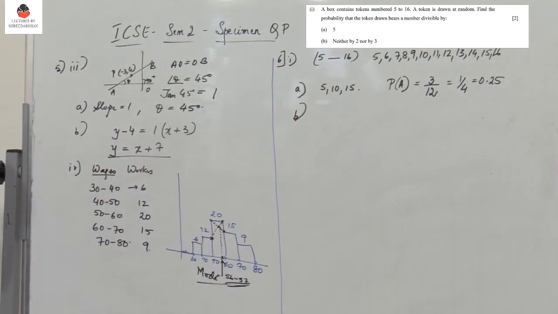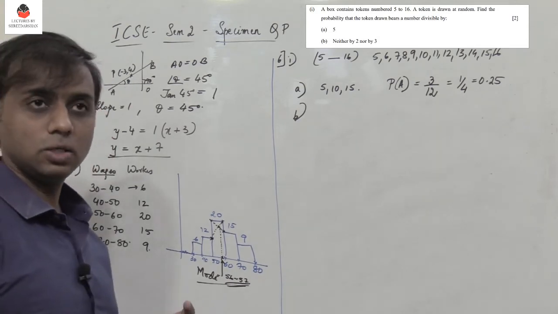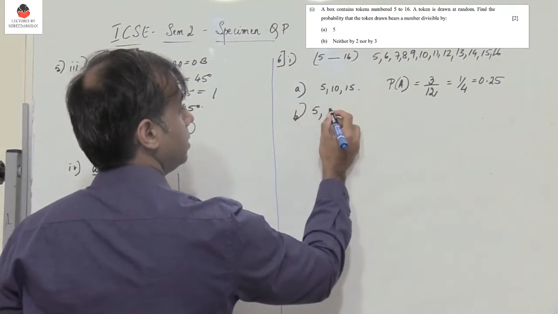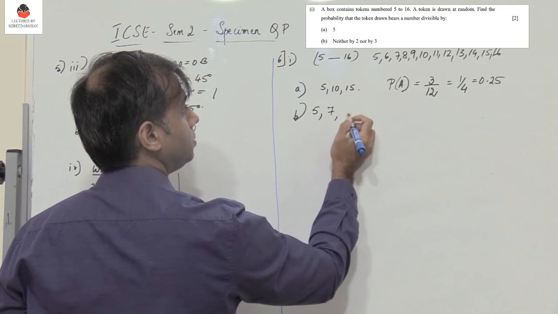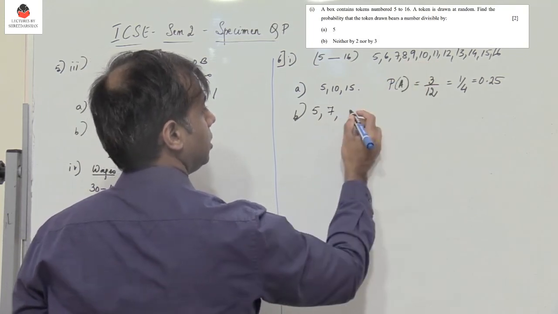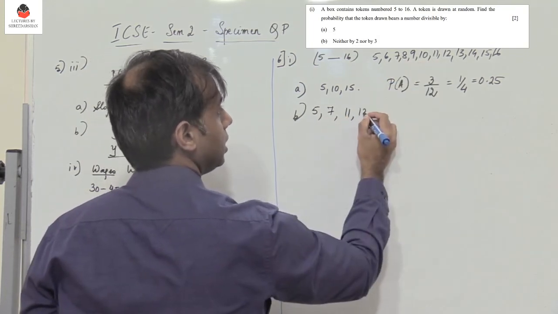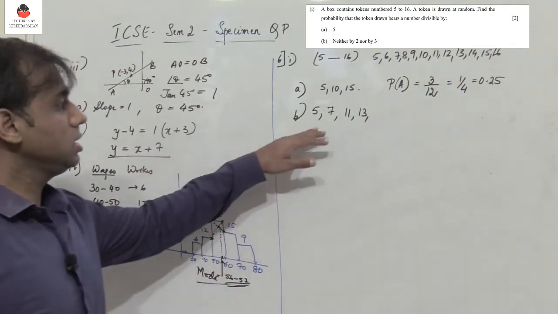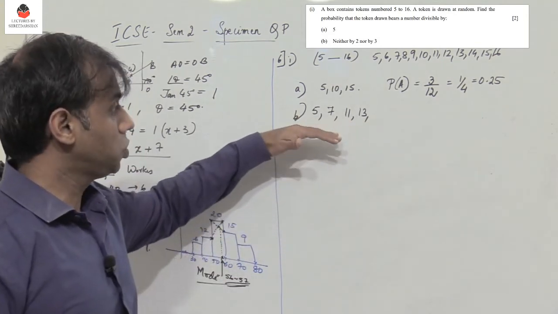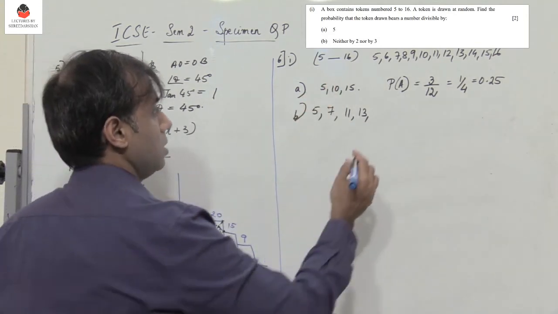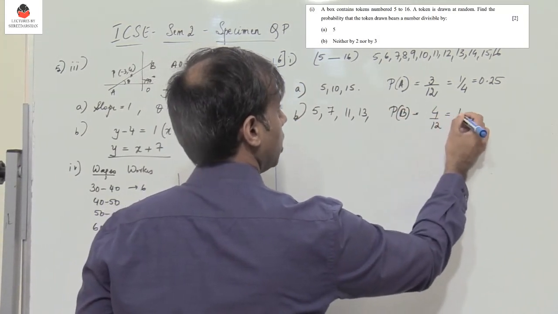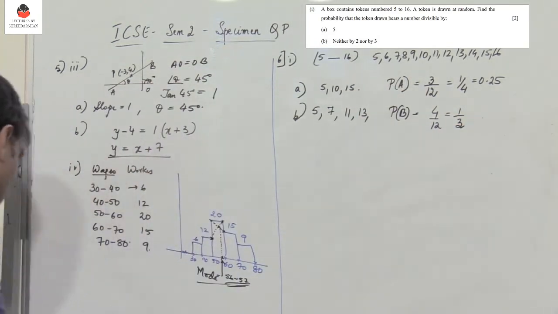B, neither by 2 nor by 3. So it should not be divisible by 2 nor by 3. So what are they? You have 5, 6 is divisible, 7, 8, 9, 10, then you have 11, 12, 13, 14, 15, and 16. So you have 4 numbers which are neither divisible by 2 nor by 3. So the probability of event B is 4 by 12, which is 1 by 3.